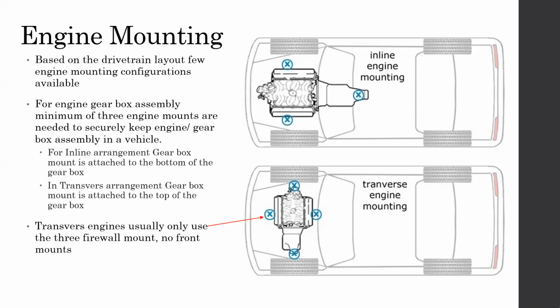dismantling and assembly. If it is a transverse arrangement, that means front engine type of arrangement, so front engine, front wheel drive type of arrangement, the gearbox mount is usually coming from the top of the gearbox. Usually it's coming from the top because in these types of vehicles, the frame rails are actually going over the gearbox, so they have to have the mount from the top.